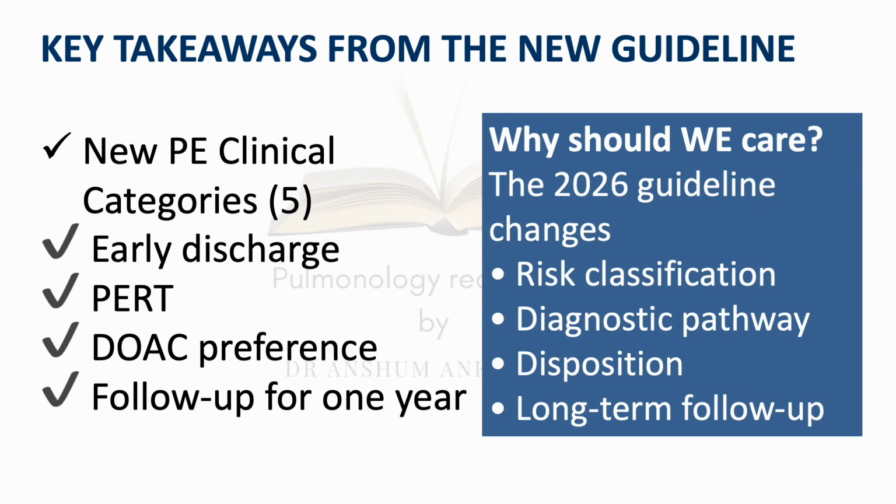The key takeaways from this new guideline are the new 5 pulmonary embolism clinical categories. It also gives us more information about admission, where to admit the patient, and the discharge criteria. It talks about the PERT committee. It talks about preference of anticoagulation and how to prevent recurrence, reduce the risk, and add follow-ups. So, this changes how we classify PE patients, it changes our diagnostic pathway and our long-term follow-up.